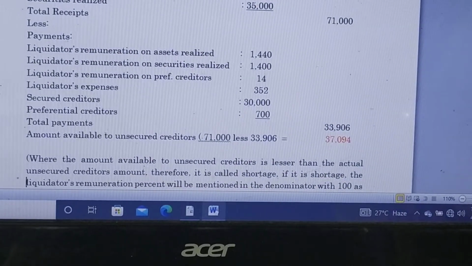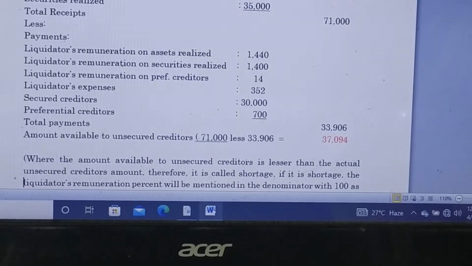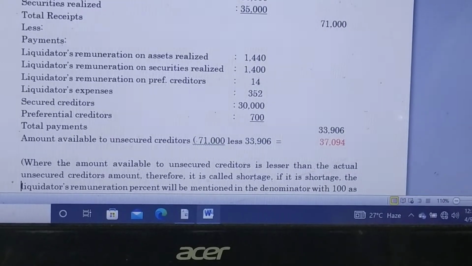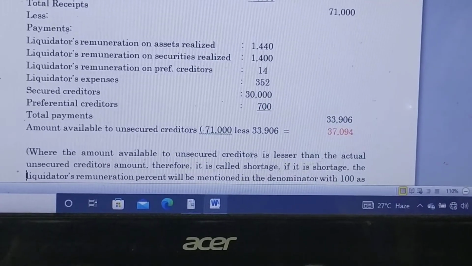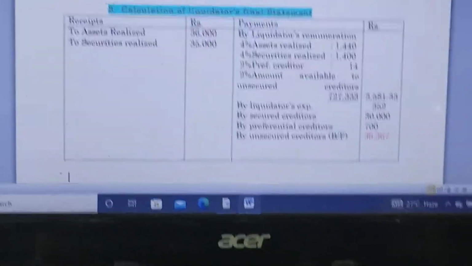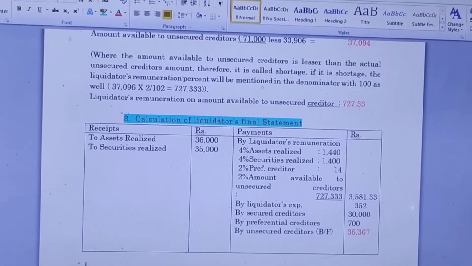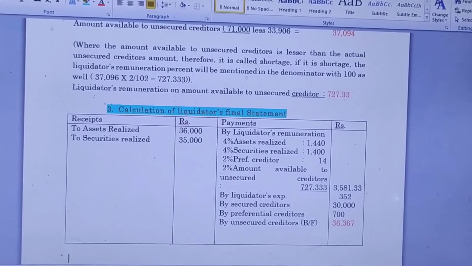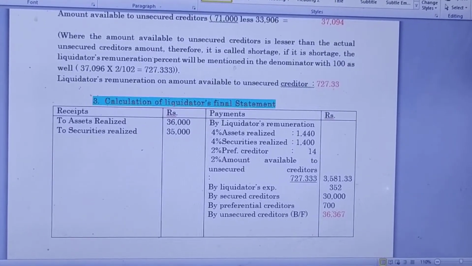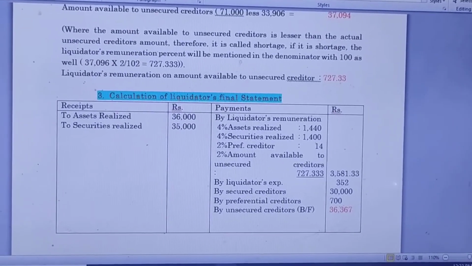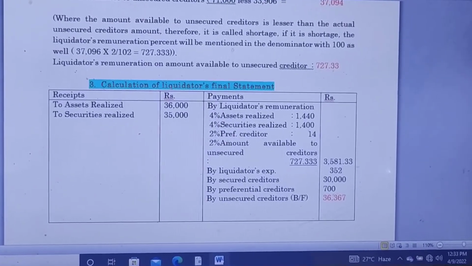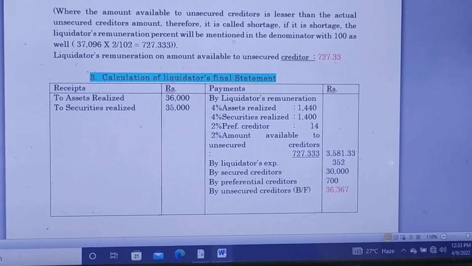Then we have to find the amount available to unsecured creditors, which is total receipts minus total payments. It means 71,000 minus 33,906, we get 37,094. That is called the amount available to unsecured creditors. But in this case, the amount available to unsecured creditors is less than the actual amount of unsecured creditors. Therefore, it is called a shortage. If it is a shortage, the liquidator's remuneration percentage will be added to 100 in the denominator as well. It means 37,096 multiplied by 2 divided by 102, we get 727.33. That is called the liquidator's remuneration on the amount available to unsecured creditors.